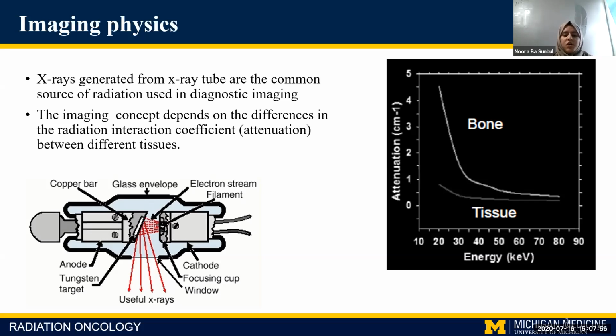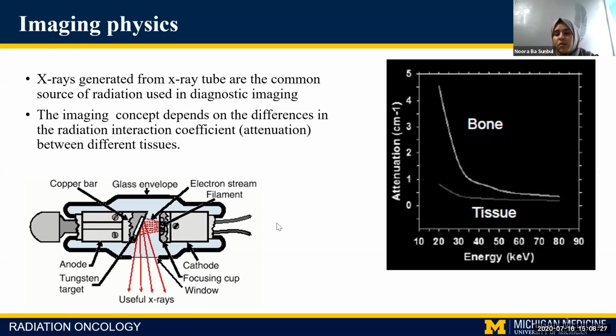Most of the time we intend to get rid of the lower energy photons so we can get better quality images. The main imaging concept behind this is that each type of tissue will interact differently with radiation. Each type of tissue will have a different interaction coefficient or attenuation coefficient, and by getting information about those attenuation differences, we can construct those images.